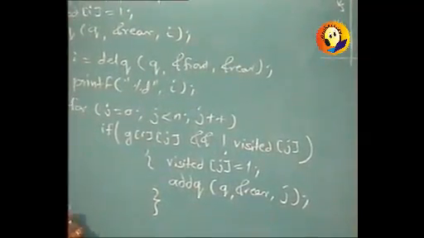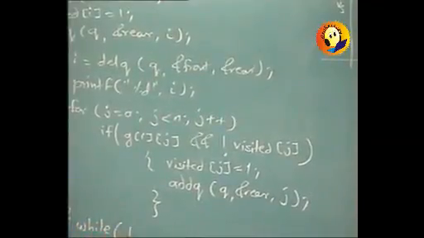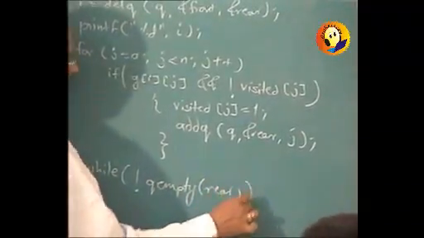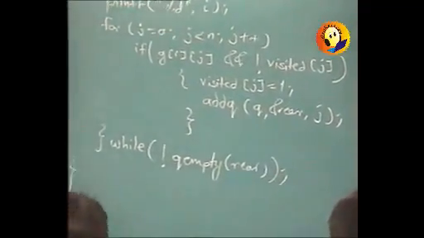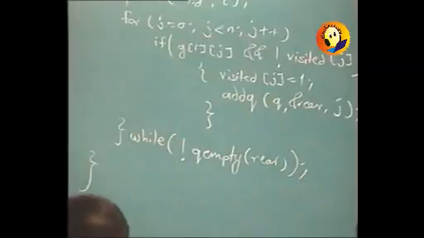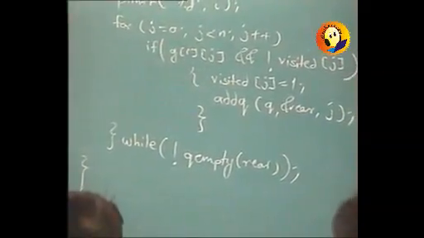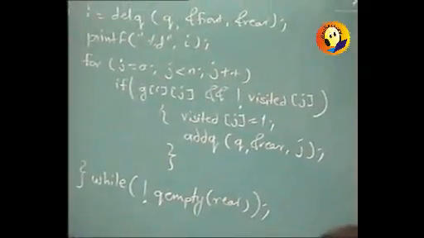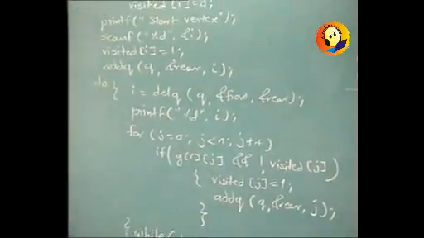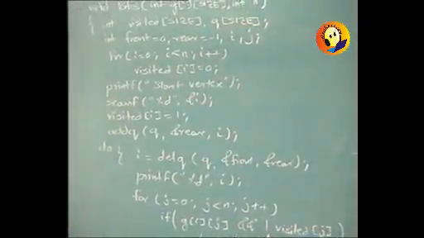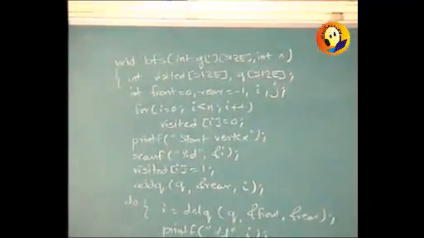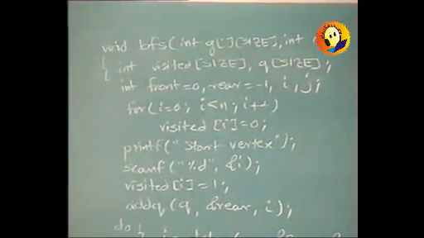And keep on doing this while not queue empty, which is based on rear, will be the function BFS. That is breadth first search of a graph. Exactly as per the steps that we have written.